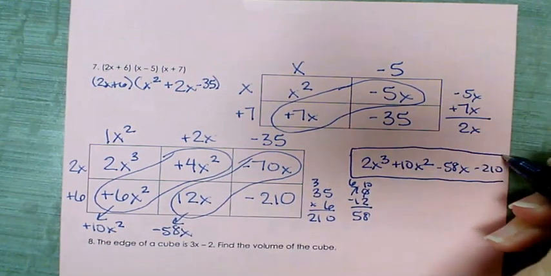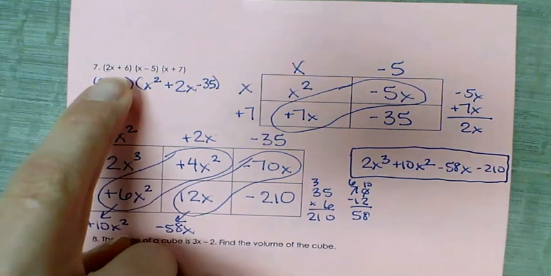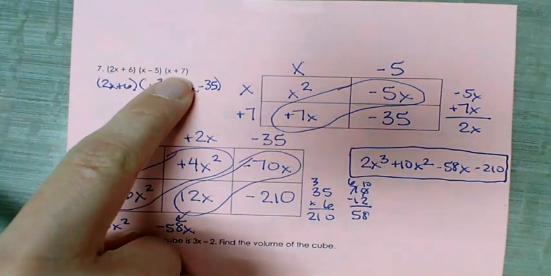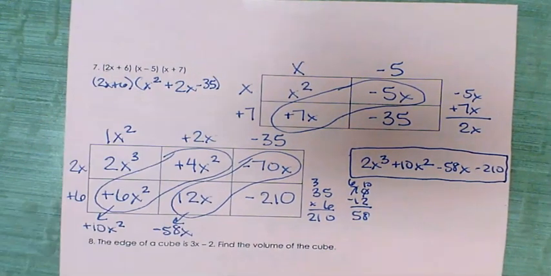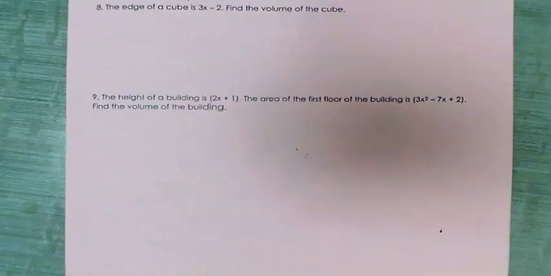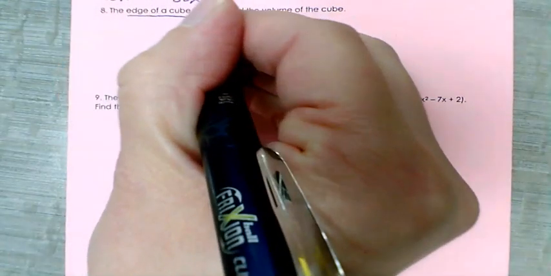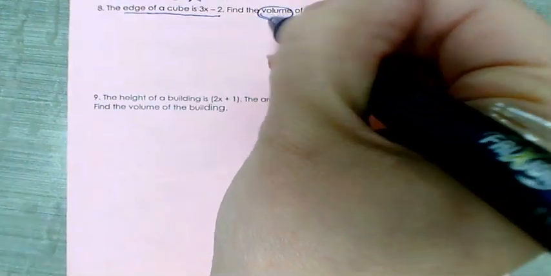So that's the way I would multiply 3 binomials together. It's also the way that I would multiply a binomial and a trinomial together. So let's go on to number 8. Number 8 says the edge of a cube is 3x minus 2. Find the volume of the cube. So it gives us the edge length, and it wants the volume of the cube.